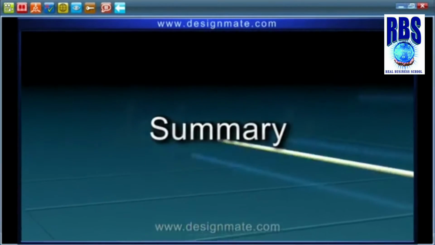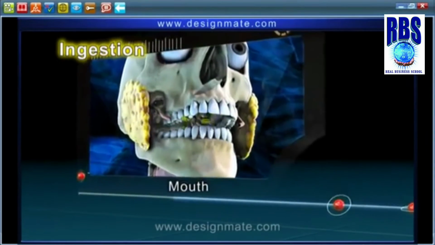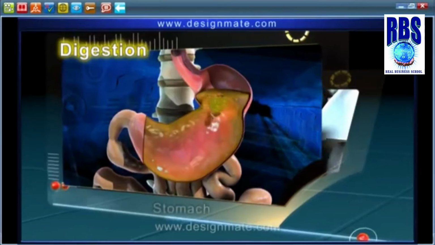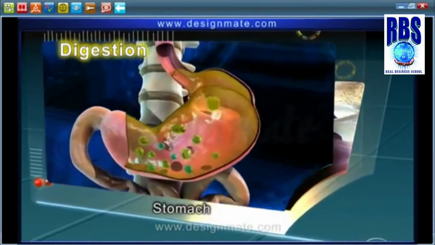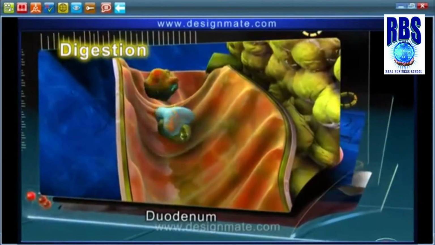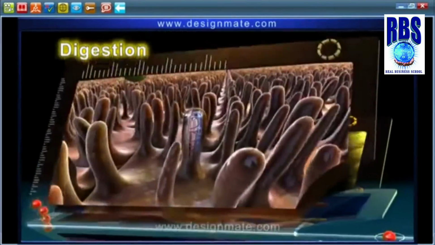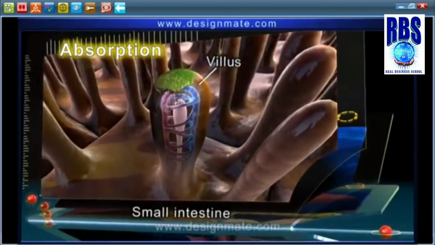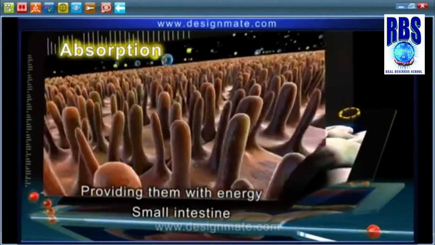To sum up the topic, we see that the complex food that is ingested is acted upon by enzymes in the stomach and broken into simpler food particles. Then, in the duodenum, the enzymes act on these particles and further break them into simpler particles, which now can be absorbed by the villi in the small intestine. This food is transported to the various parts of the body, providing them with energy.